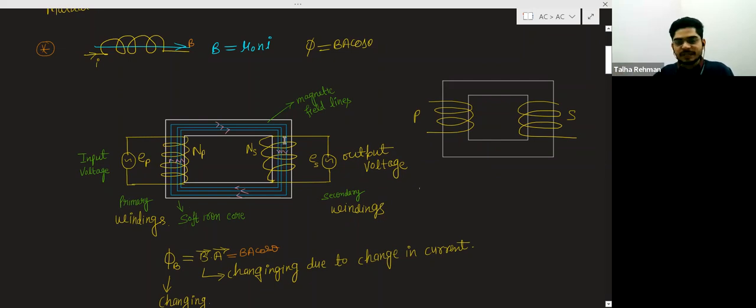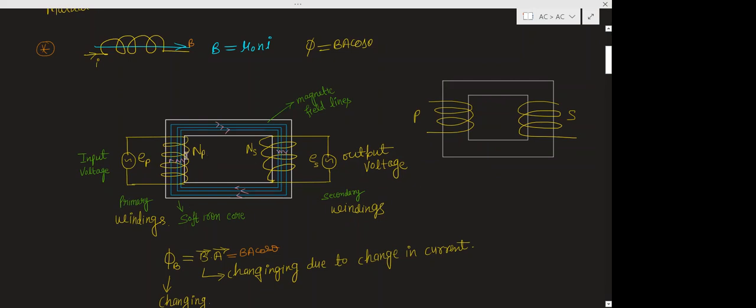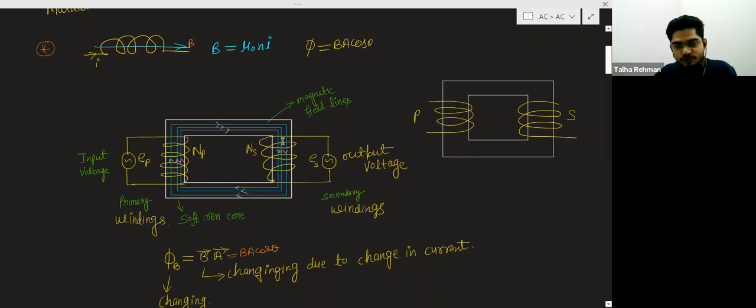Can you tell me, is there any physical connection between this coil and this coil? There is no physical connection, right? Physically, they are not connected. There will be the process of mutual induction. Why? Because you are changing the current here, and that is why the magnetic field is changing here.